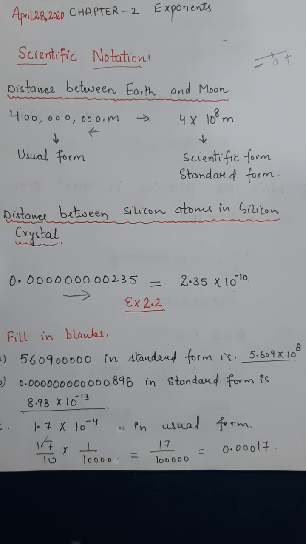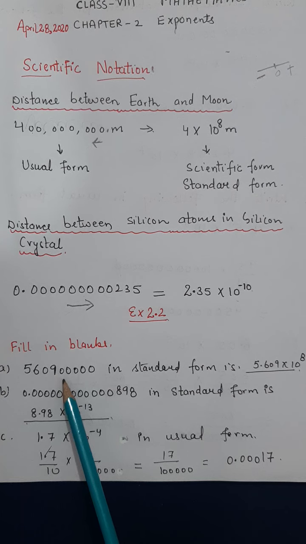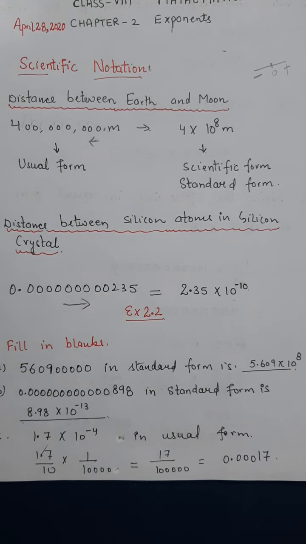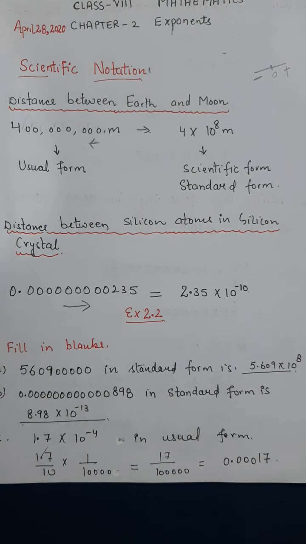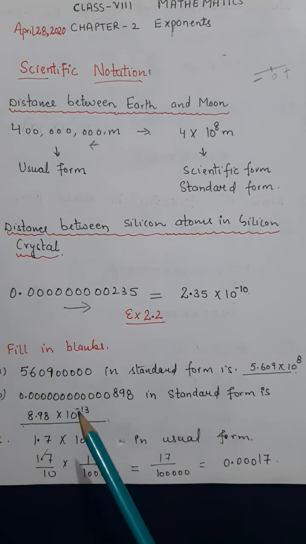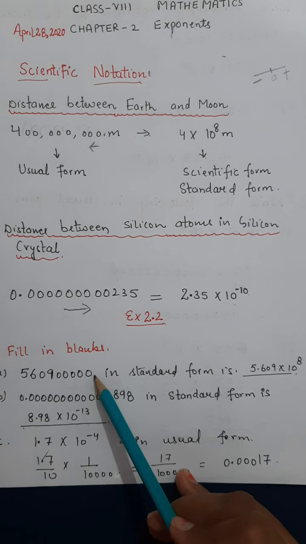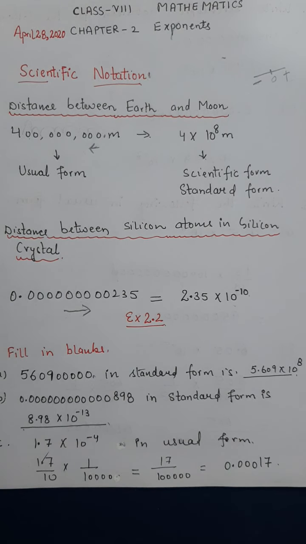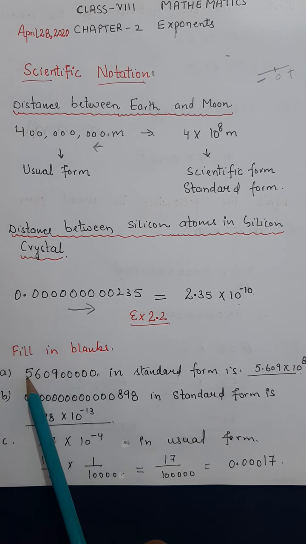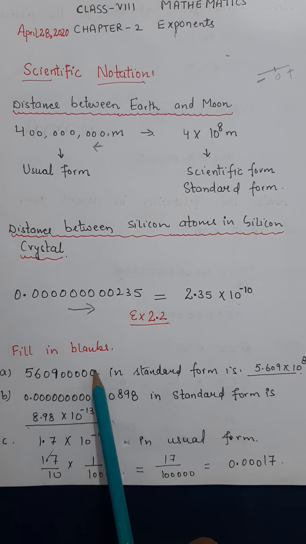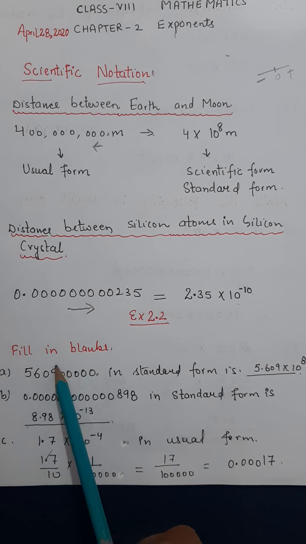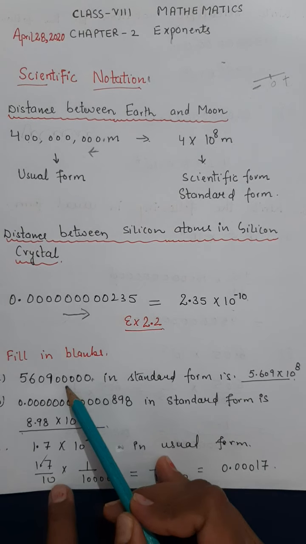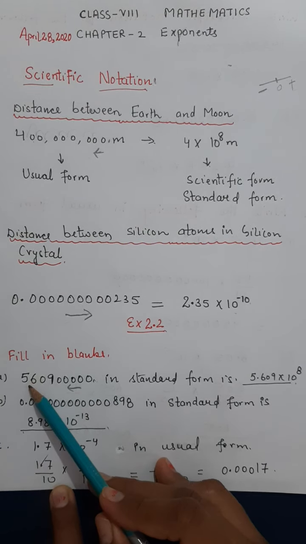Your first question is 56090000. Write it into standard form. Clear? How to write it in standard form? Just think that here we have a decimal. This is a number without a decimal, so we can put a decimal just after the last digit. So to place this decimal this side, what do I need to do? I need to do 1, 2, 3, 4, 5, 6, 7, 8 jumps. Okay, we are moving towards the left side. The decimal is moving towards the left side.